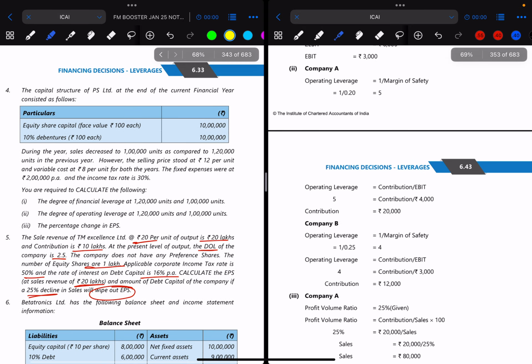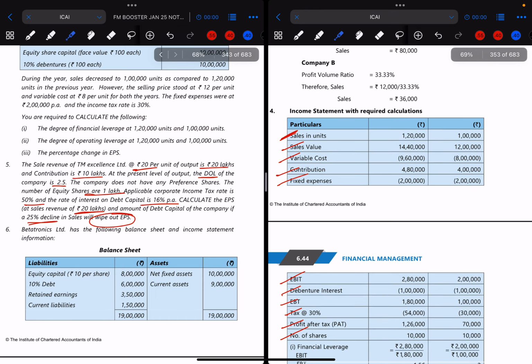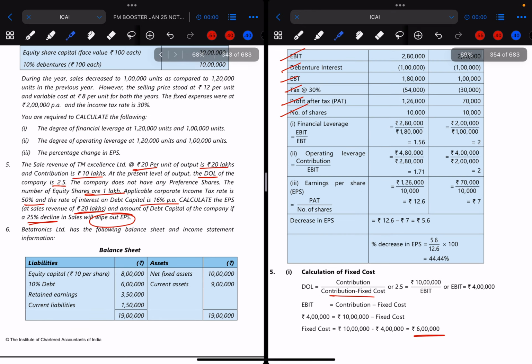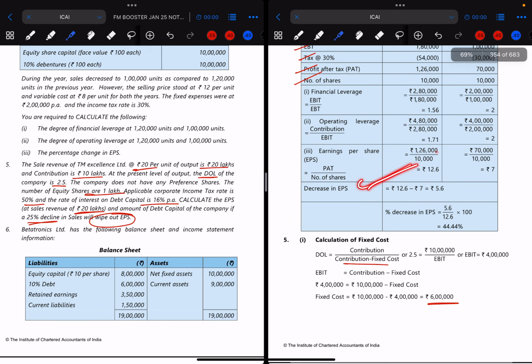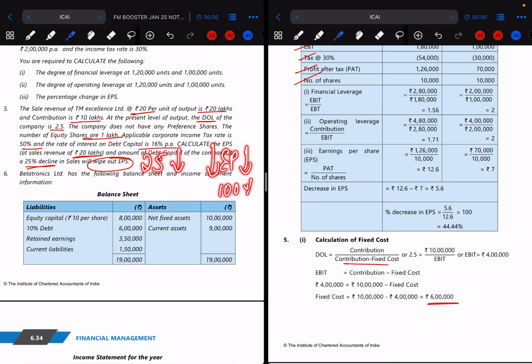When it comes to the fourth one, this is calculate degree of operating leverage. Degree of operating leverage is 12,000, and this one is also very easy. There's not even a single twist here. You can do it easily. And the fifth one, here we have to find out wipe out sales, that is a 25% decrease. Understand this, a 25% decrease will wipe out EPS by 100%. This one you have to understand.